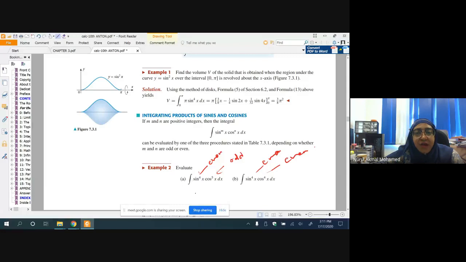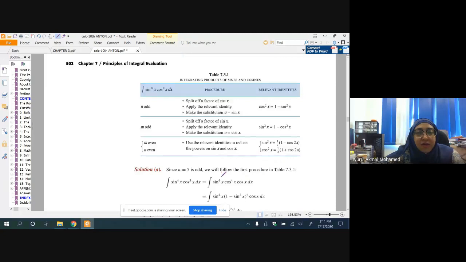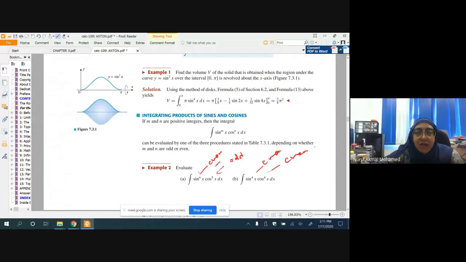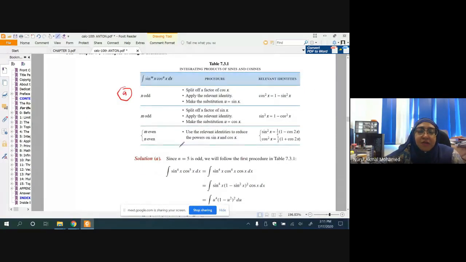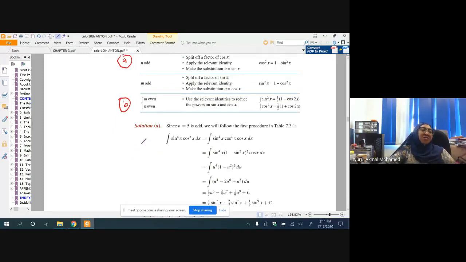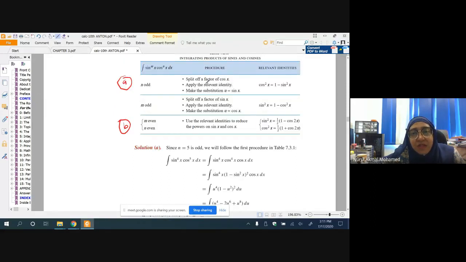So for the first one, m is even, n is odd. So you use the first one. So this is for A, right? So this is m even and n odd, and this one is m even and n even. So for B, we use this one, m even and n even. So let's look at the solution for A. Since n is odd, then we follow the first procedure, which is this one.